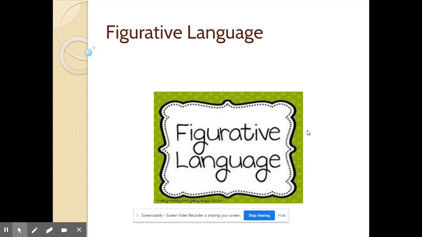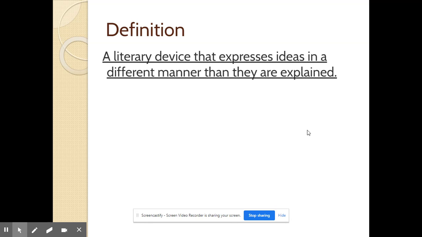So figurative language is basically a literary device that expresses ideas in a different manner than they're explained. That's a lot of big words for adults. So basically, the definition is things are not supposed to be taken literally. We use it every single day. You'd probably not even realize it.